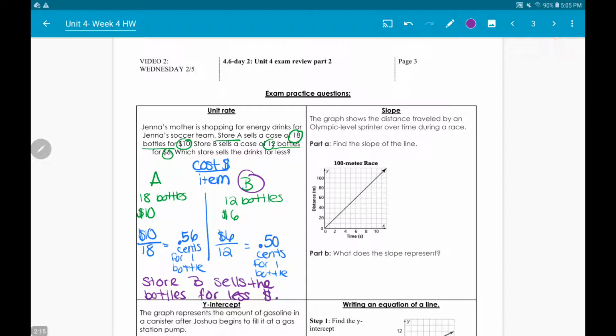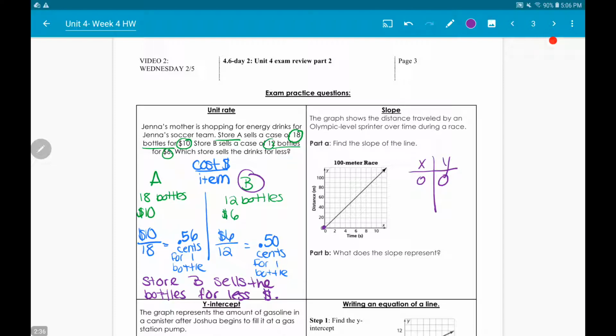Great. Now let's take a look at slope, which was the second thing we learned. So the graph shows the distance traveled by an Olympic level sprinter over time during the race. They want us to find the slope. So I'm going to go ahead and pick two coordinates for us to do that. 0, 0. And the next one I'm going to pick is 4, 40.